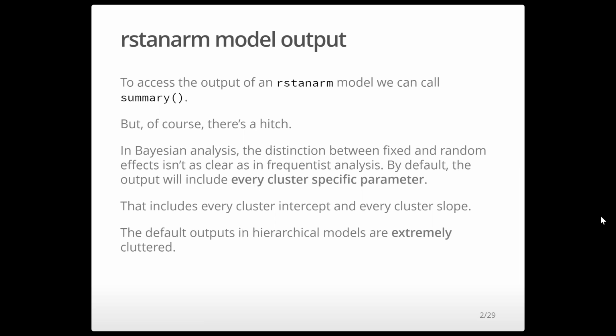And we'll talk a little bit about effect size for Bayesian models. So to access the output of the rstanarm model, we can call summary, as we saw before. But of course, there's a hitch.